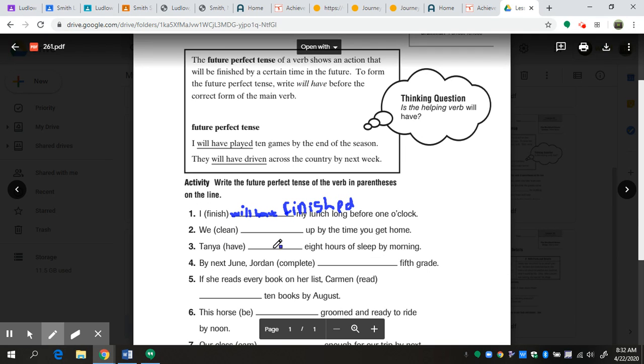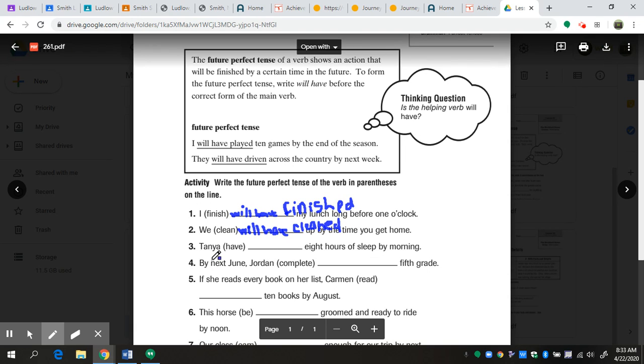Number 2, we blank clean by the time you get home. So once again, every single one of these is going to start with will have. Oh my goodness. Wish there was a typing option. And we're going to put clean, our main verb, in the past tense. I know I'm repeating myself many times, but I want to make sure I'm making this as clear to you guys as possible. Your main verb, when we're talking about the perfect tense, is always going to be in the past tense.